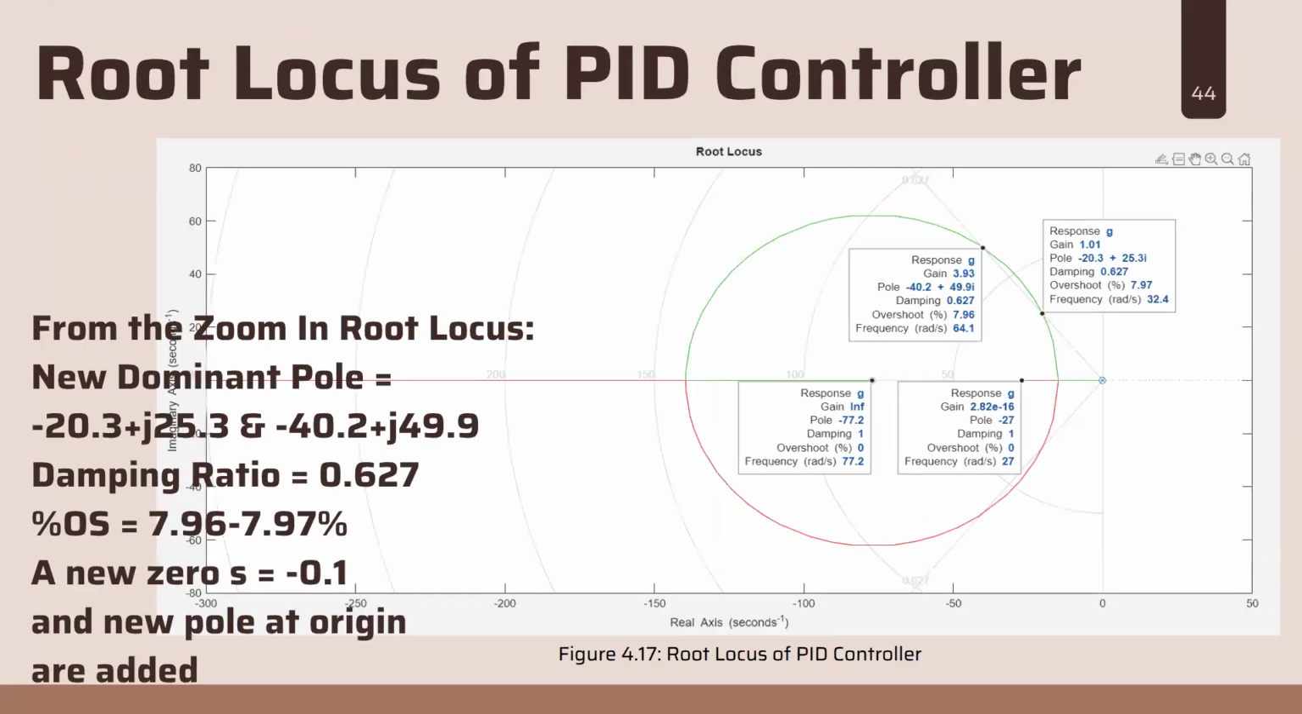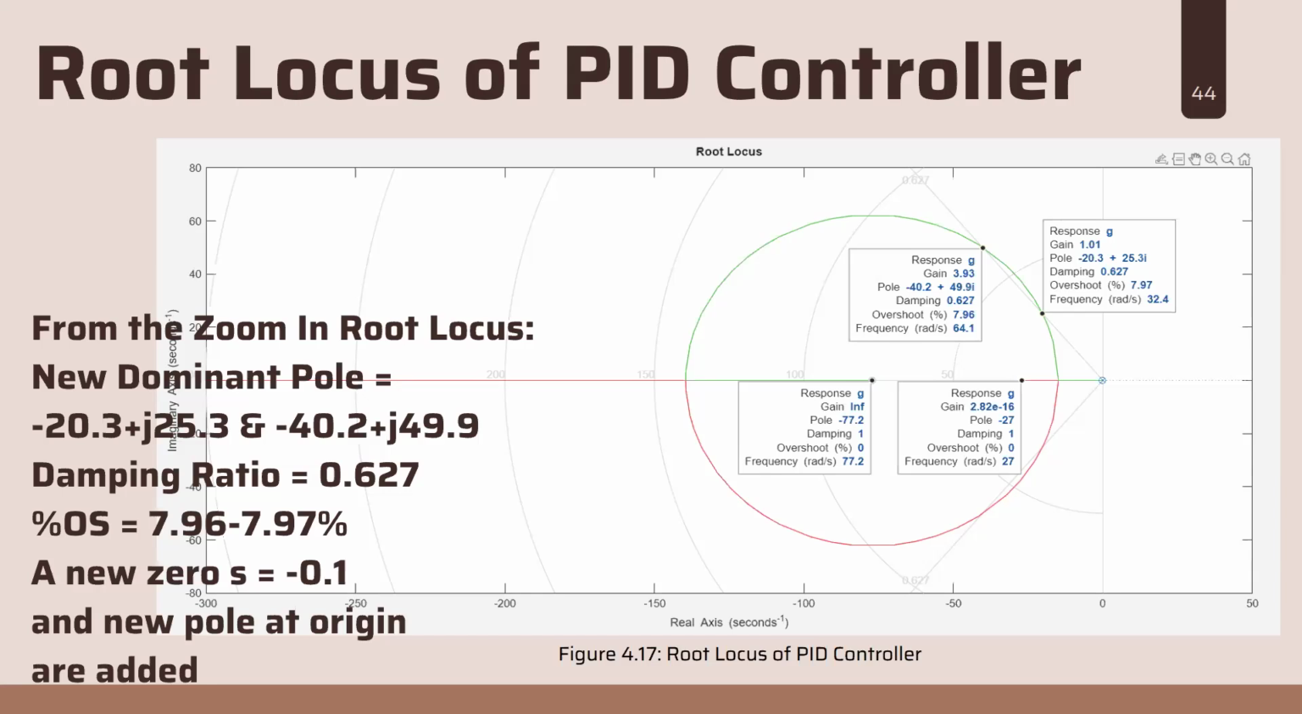So this one is the root locus of the PID controller. We can see that the new dominant poles are at negative 20.3 plus or minus j25.3 and negative 40.2 plus or minus j49.9. So the damping ratio is 0.627 for both, and the percentage overshoot is 7.96 to 7.97. A new zero at s equals negative 0.1 and a new pole at the origin are added. So the percentage of overshoot slightly decreases.